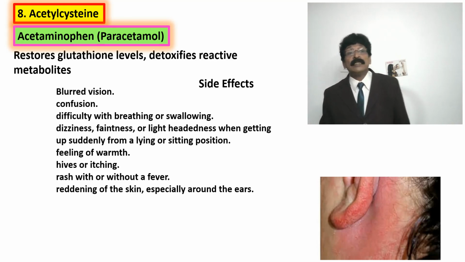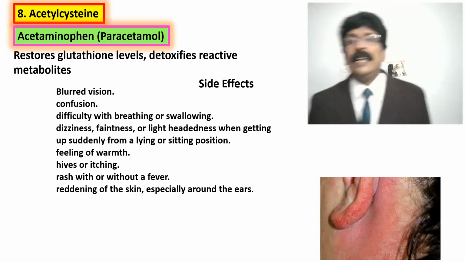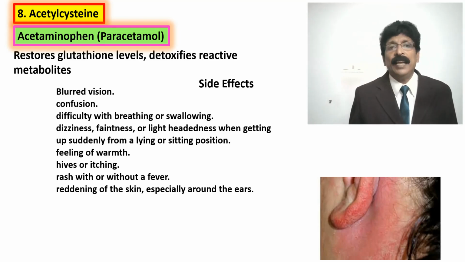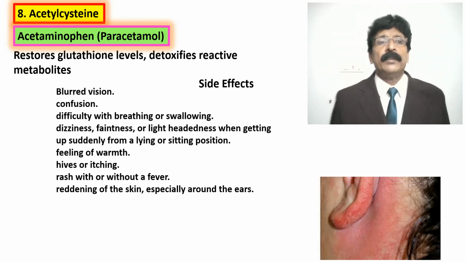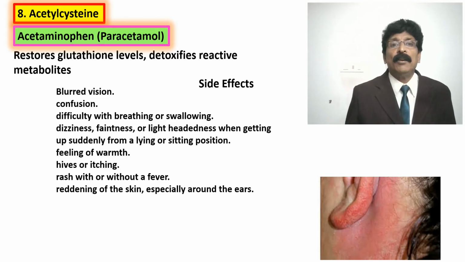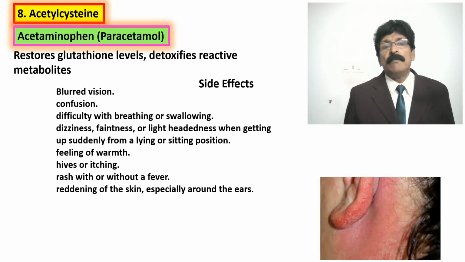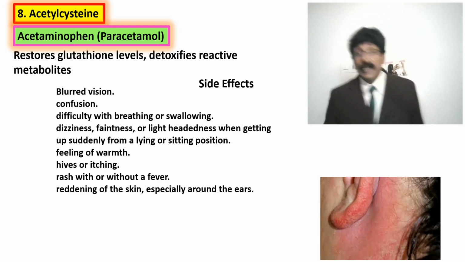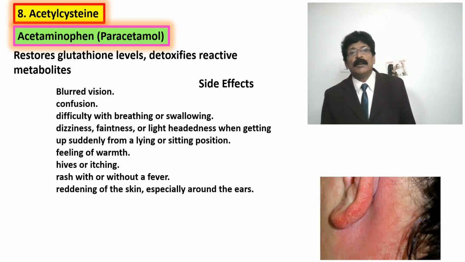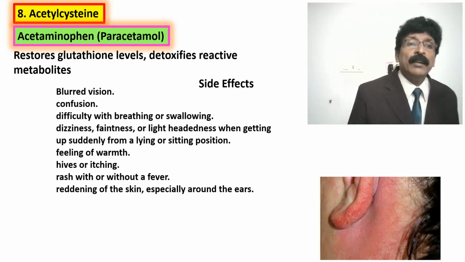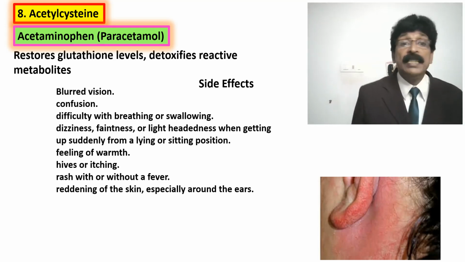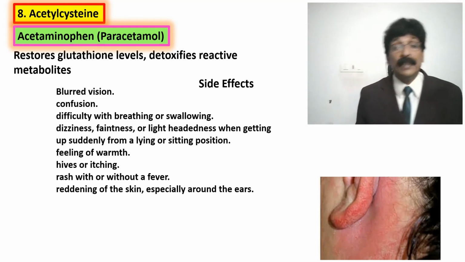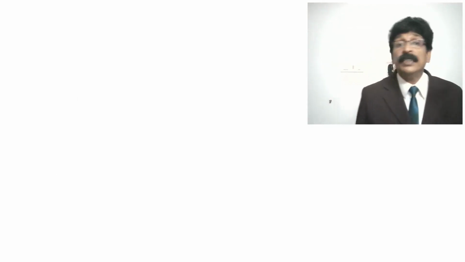And the side effects when you are using more acetylcysteine for paracetamol poisoning: blurred vision, confusion, difficulty with breathing or swallowing, dizziness, faintness, or even lightheadedness when getting up suddenly from a lying or sitting position, feeling warmth, hives and itching, rashes without a fever, redness in the skin, especially around the ears, can also be seen.